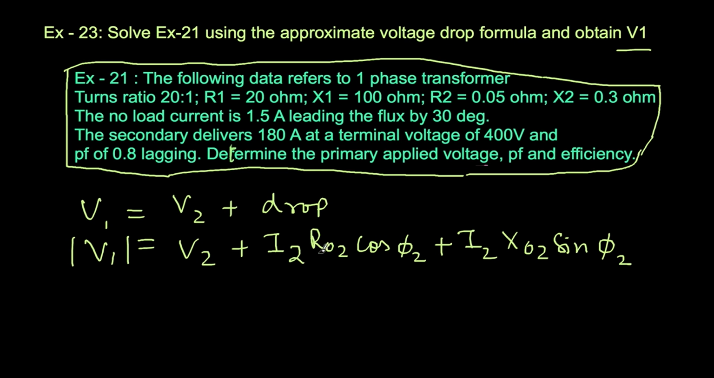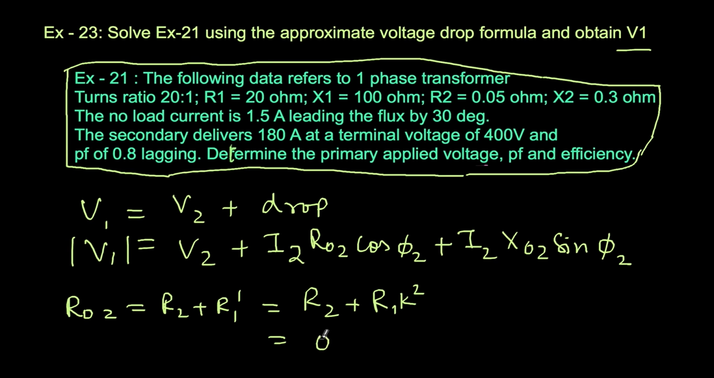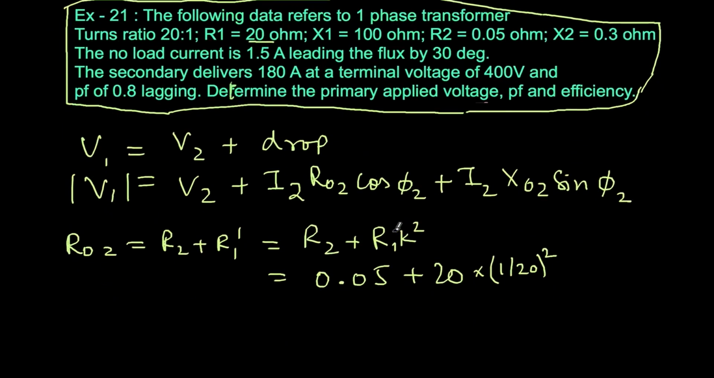So first let's find out R02. How to find R02? R02 is nothing but R2 plus R1 dash, which is R2 plus R1 into K square, where K is here 1 by 20. So R2 is 0.05, R1 is 20, and K is 1 by 20, so multiplied by 1 by 20 square. If I do this, I'll get R02.